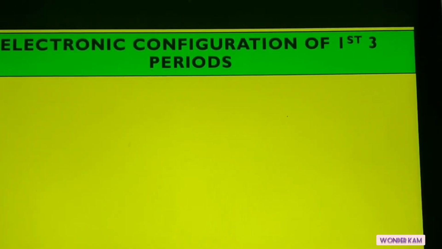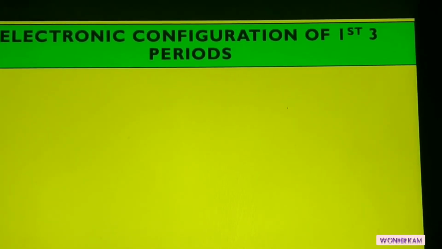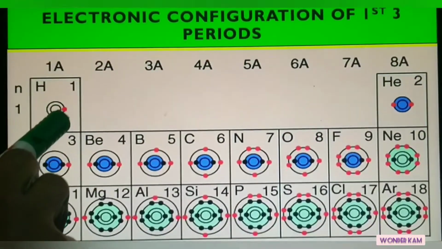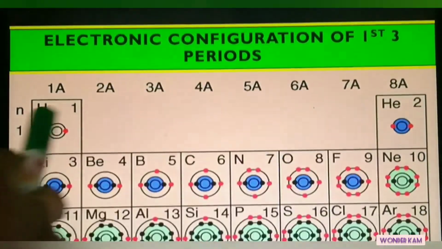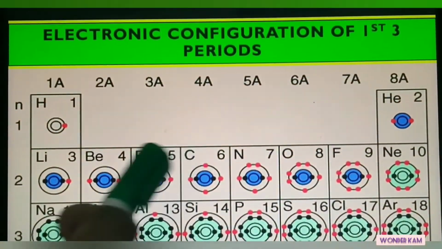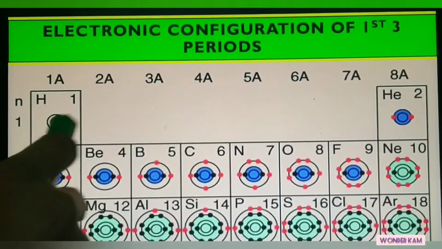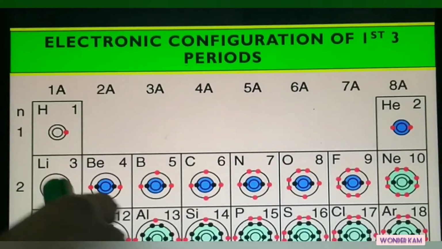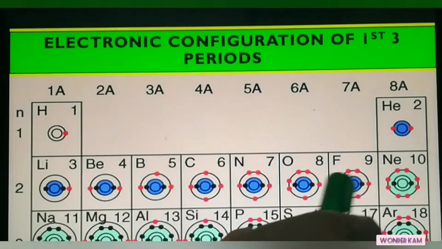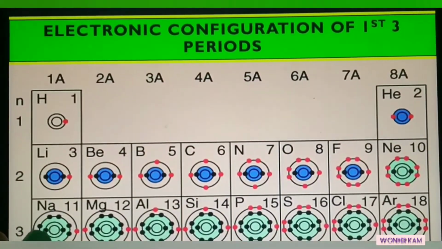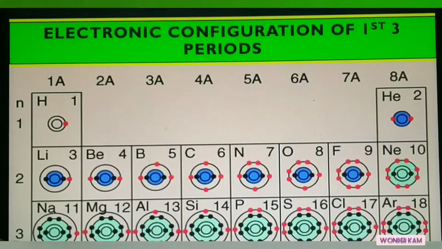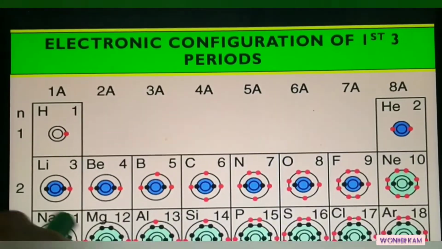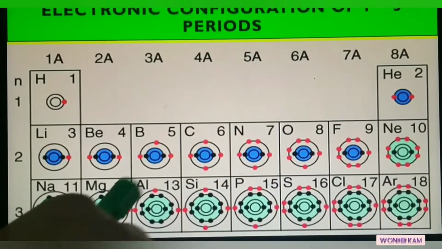Here we'll see the arrangement of electrons in the first period, that is, for hydrogen and helium. Electrons are occupying the first shell or the K shell in the case of hydrogen and helium. Similarly, in the second period, n is equal to 2, and the electrons of the elements from lithium to neon are occupying the second shell or the L shell. And so also in the third period, where n is equal to 3, the electrons from sodium to argon are occupying the third shell or the M shell.